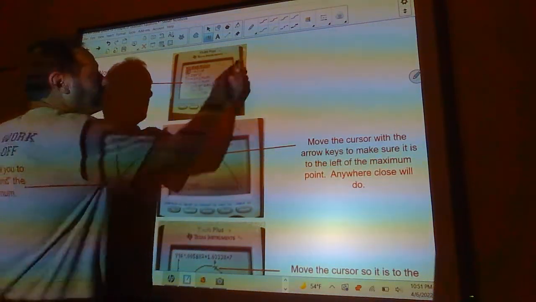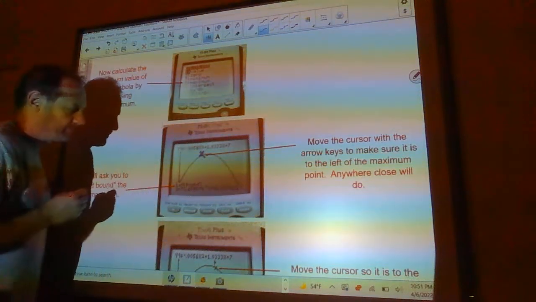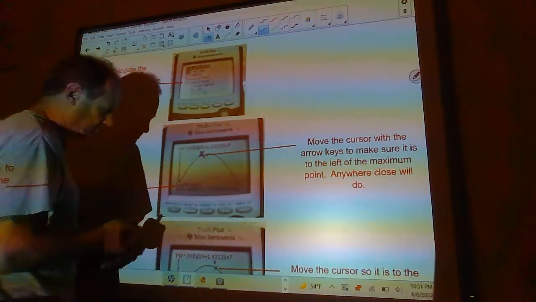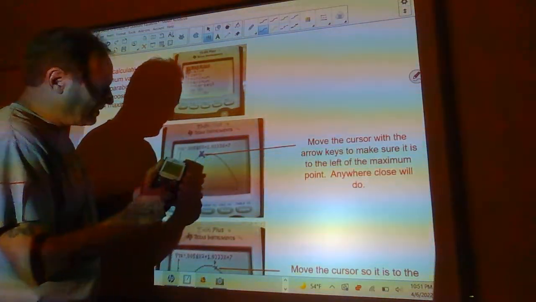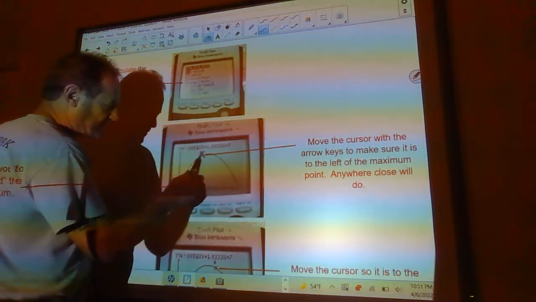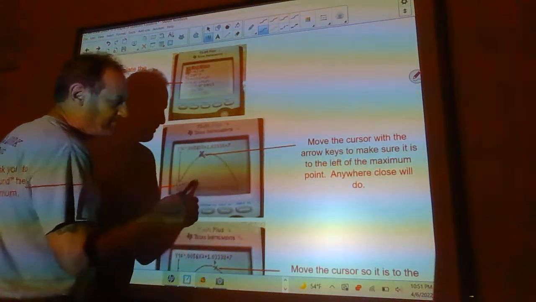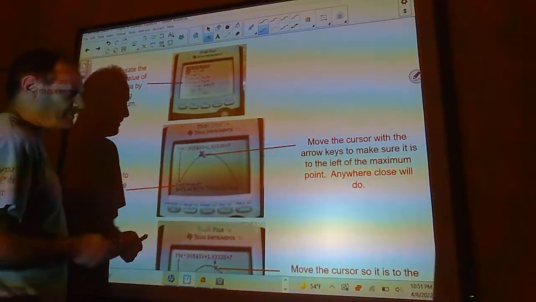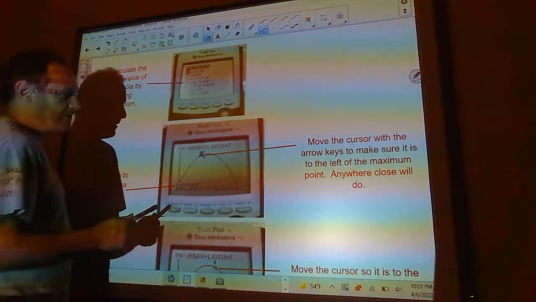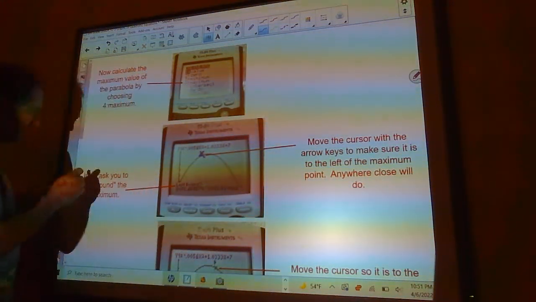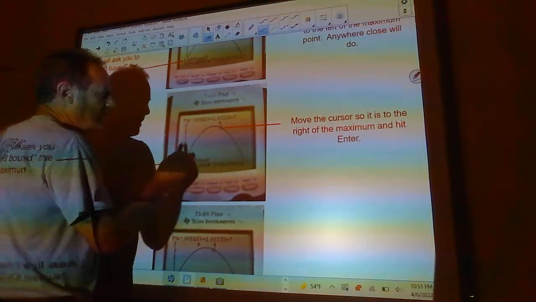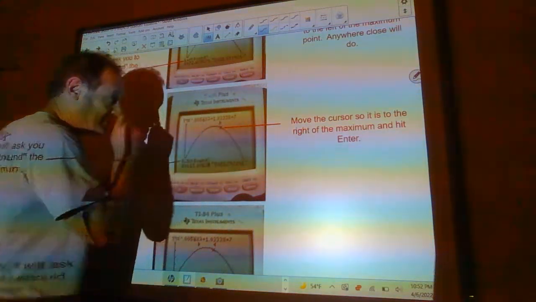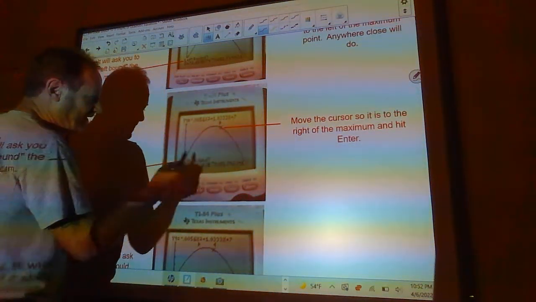It puts this little cursor, like right here in this case, okay? And it will ask you left bound the maximum. So here's what you want to do. You want to use your arrow keys right here, okay? And you want to move this cursor so it's to the left of the maximum point. Make sure it's obviously to the left, but get it kind of close to the maximum. Then hit enter, okay? Now you're going to use the arrow keys to move it to the right of the maximum. And it's going to ask you right bound, and you're going to hit enter again.